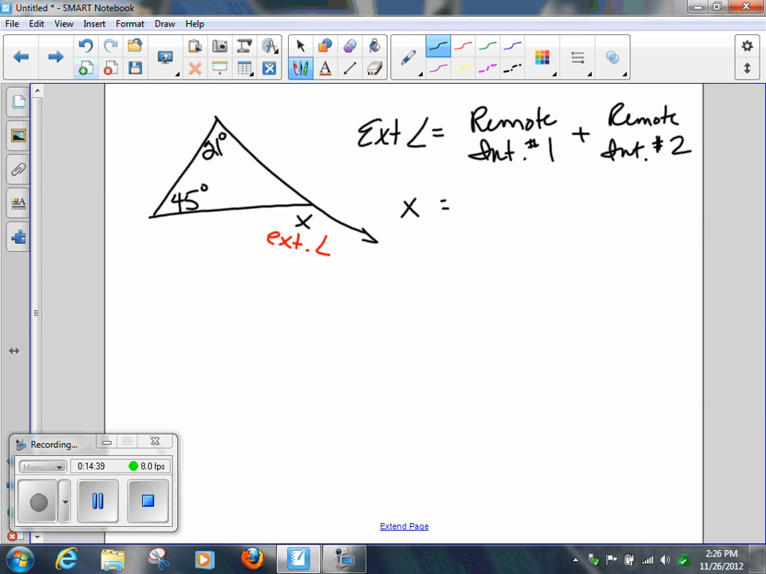What is the first remote interior angle? What do you want to choose? 45 is fine, and that means the other one has to be 21. So the exterior angle x is what, folks? 66 degrees.